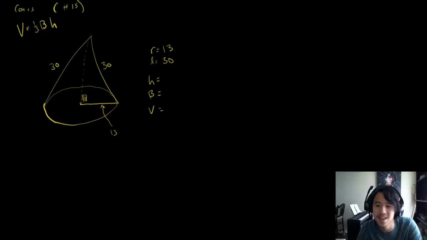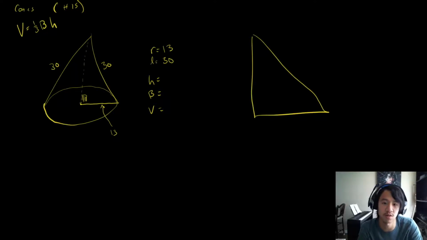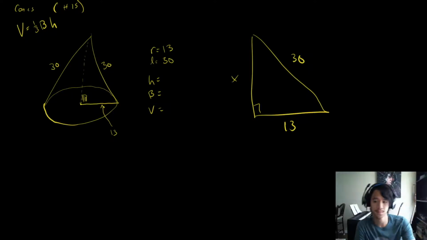If you take a hard look, since this is also going to be 30, it's our slant length. It's going to be the same everywhere. It's going to make a right triangle. And boy, do we love right triangles in geometry. So, sorry, we got 30 for our hypotenuse. We got 13 for one of our legs. And we want to know the other leg. So we can use our Pythagorean theorem.